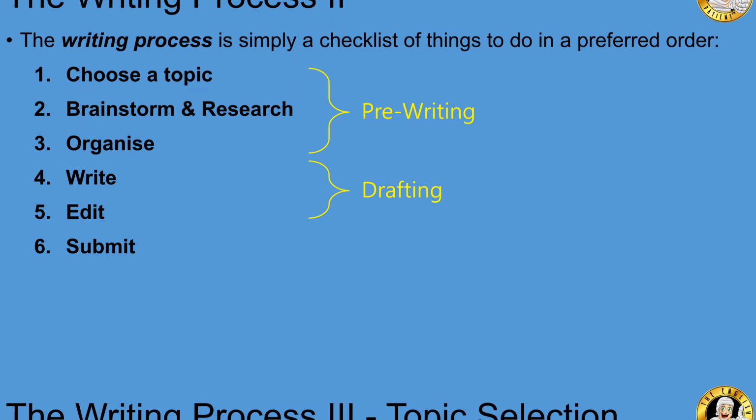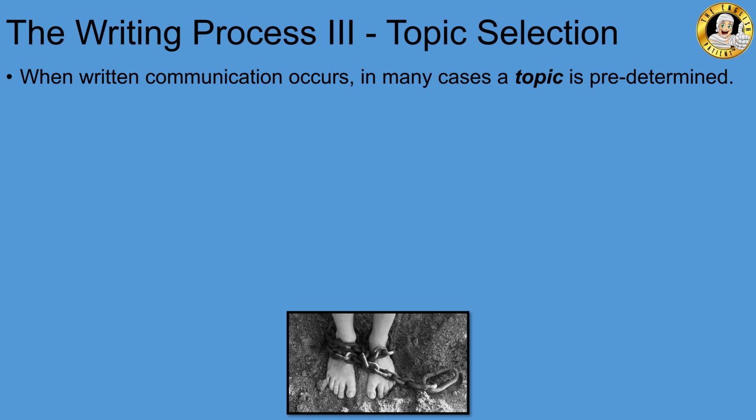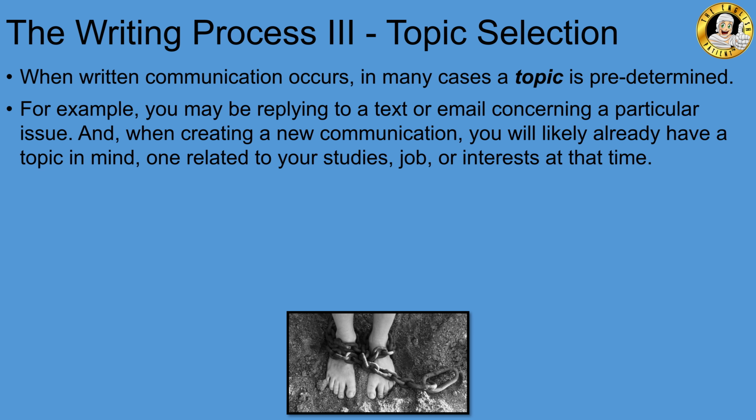Let's take a look at these aspects. So step one is choosing a topic. Often when you are writing, a topic is going to be predetermined. That means before you start writing, you probably already know what it is that you're going to write about. There are other examples. So, for example, if you're going to reply to a text or reply to an email, then in those cases, the person who sent you the original text or email has already chosen the topic, and you are replying in relation to that topic.